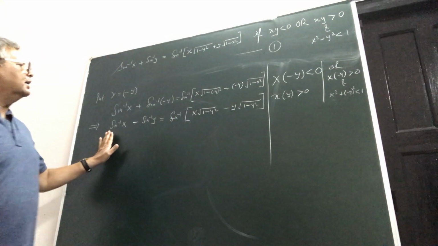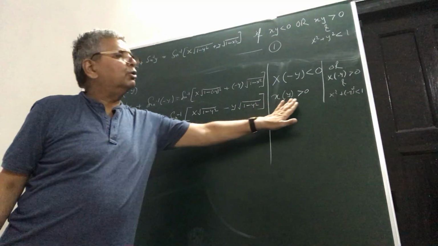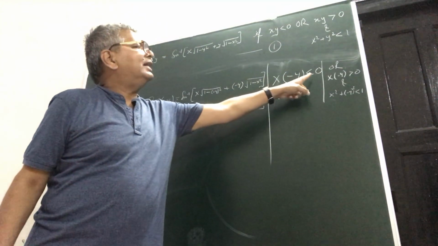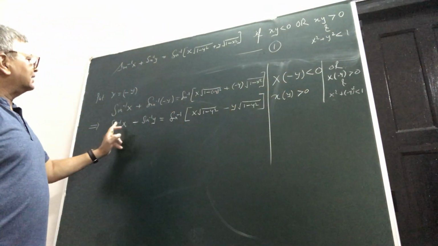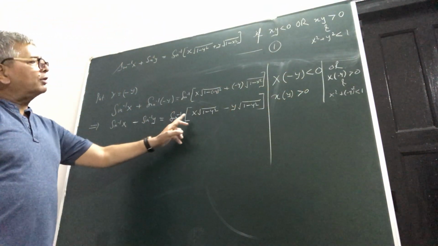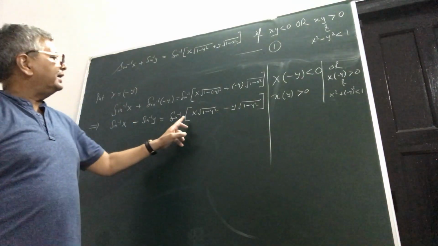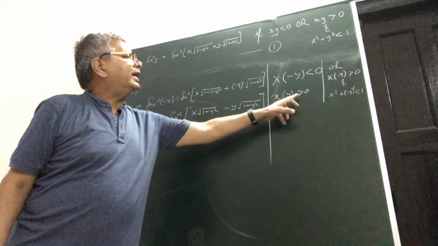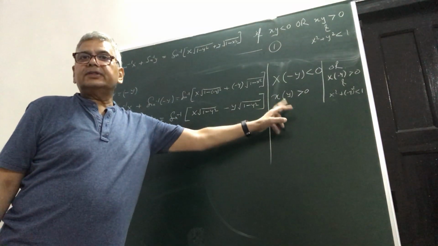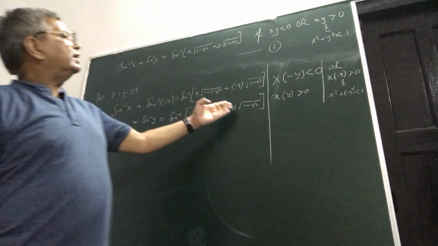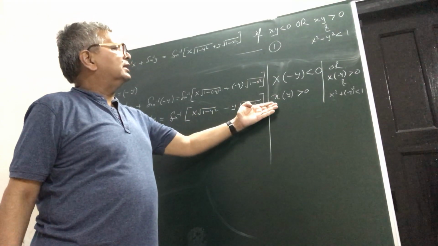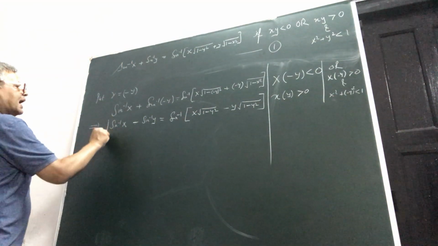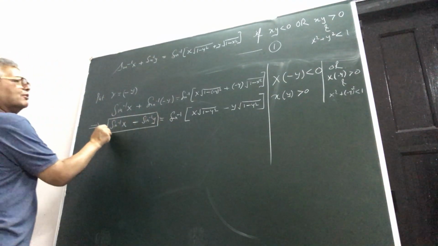So see here, this is the formula, and this is one condition. If x minus y is less than 0, then sin inverse x minus sin inverse y will automatically be equal to sin inverse of x under root 1 minus y square minus y under root 1 minus x square, with xy greater than 0. Because now see, this equation and this equation are the same equation. So this is how you derive the formula for sin inverse x minus sin inverse y.